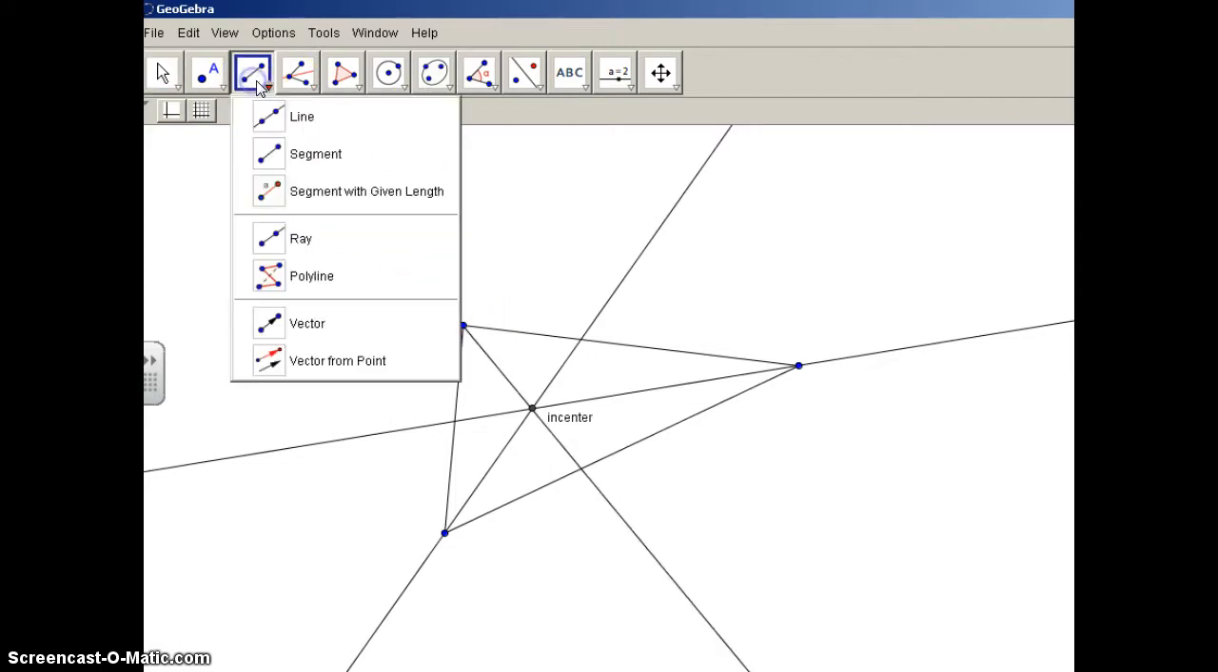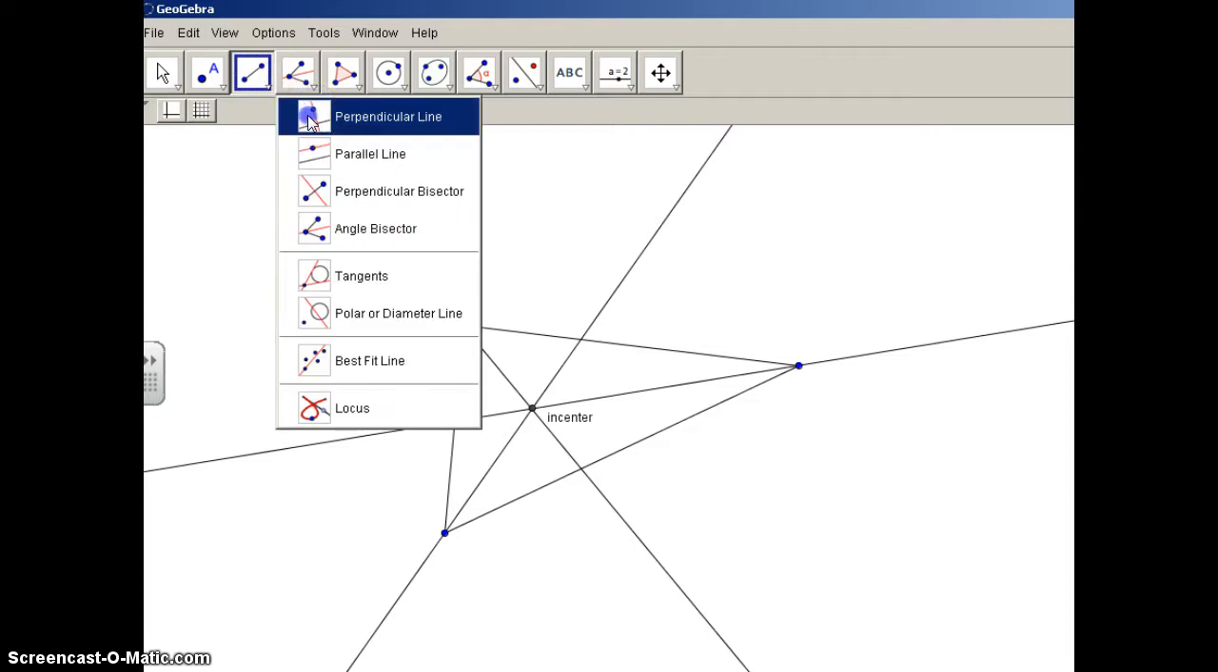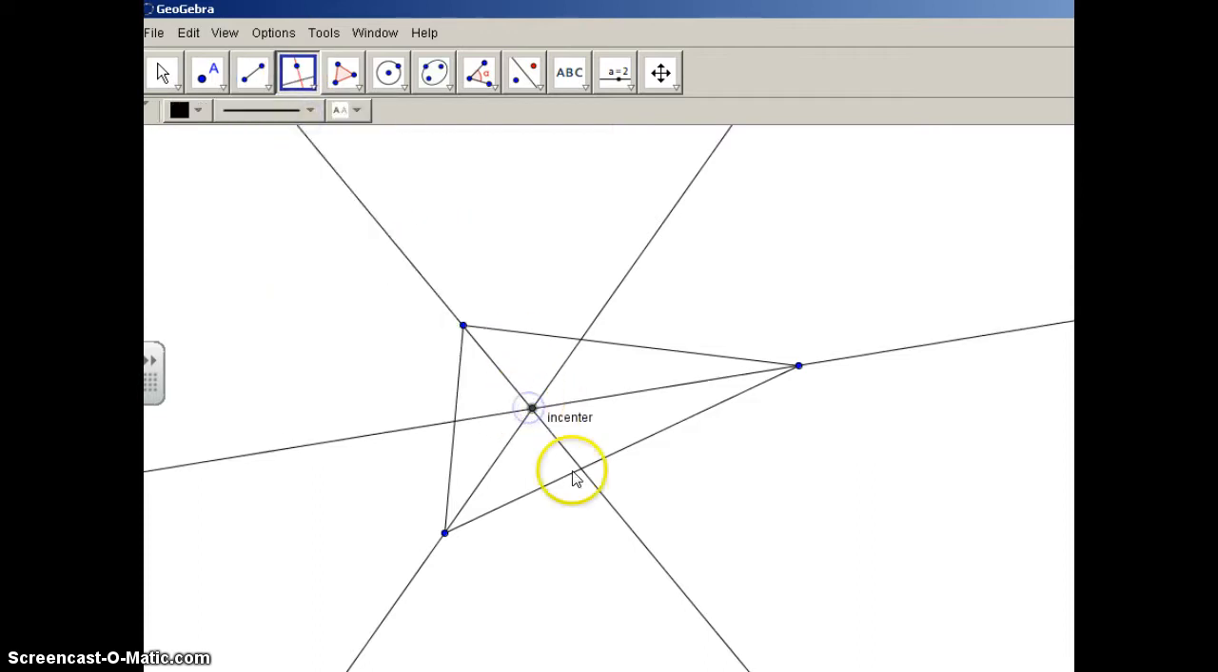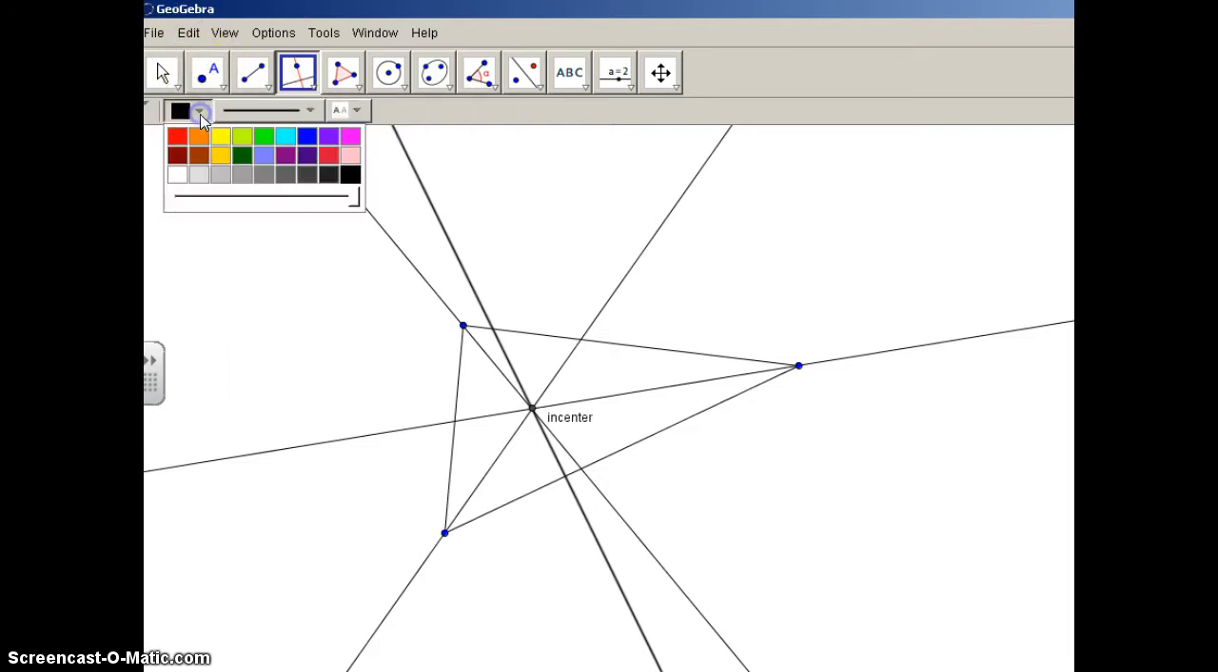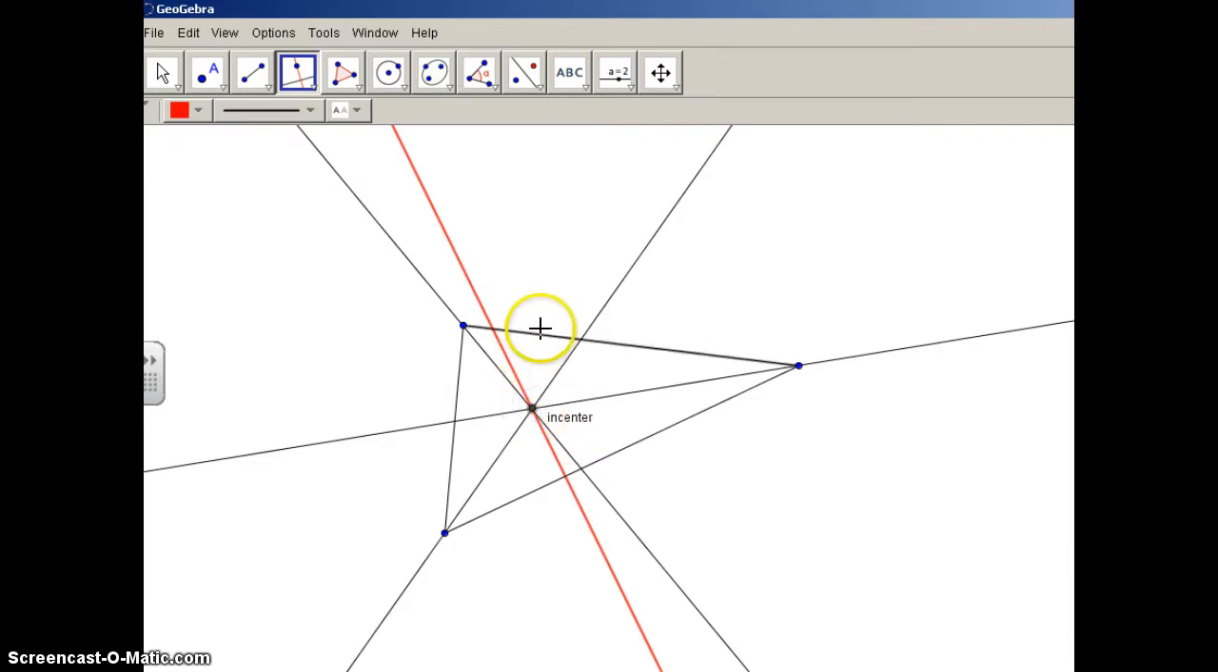So what I need to do is draw some perpendicular lines here from my incenter to the side of the triangle. Okay, I'm going to change that color to red. So I'm going to make my distances, my perpendicular lines, red. Good.